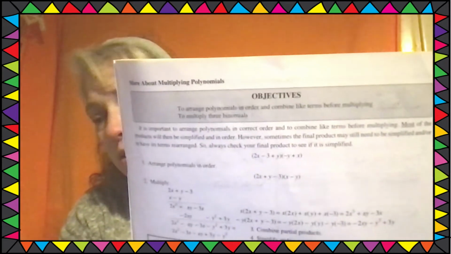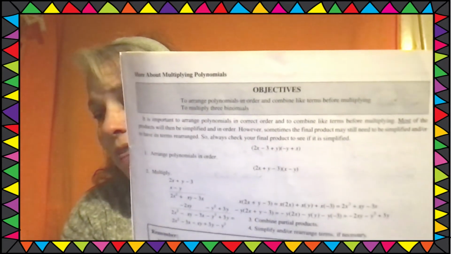Page 23 says we are going to arrange the polynomials in order and then multiply. In order means we're going to go alphabetically, and exponents descend and then they ascend. We've talked about that before, and you can see that on page 23. So just put them in order first. That just makes it easier when you're adding your terms. Okay, so we're going to look at page 24.